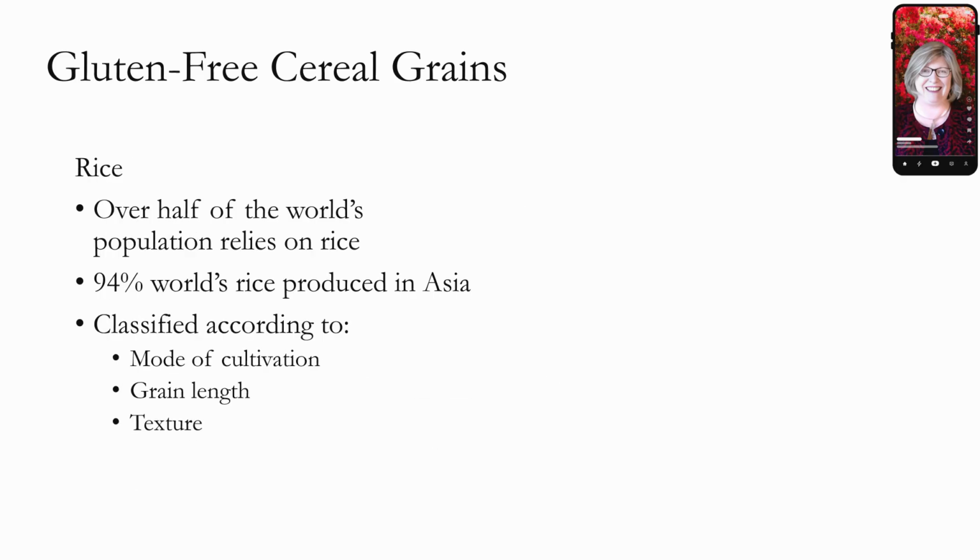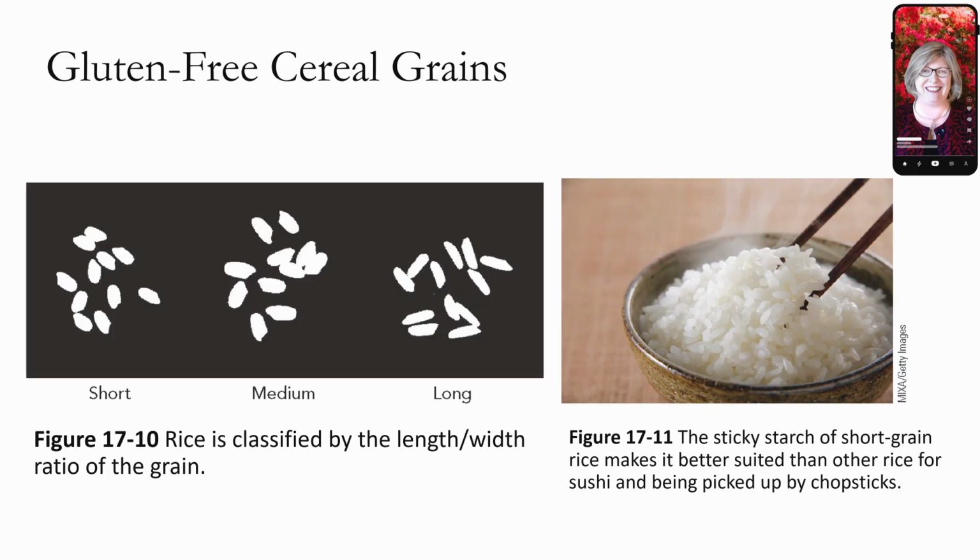Over half the world's population relies on rice, and 94% of the world's rice is produced in Asia. Rice is classified according to mode of cultivation, grain length, and texture. We have short grain rice, medium grain, and long grain rice. It's classified by the length and width ratio of the grain. In figure 17-11, you see the sticky starch of short grain rice.